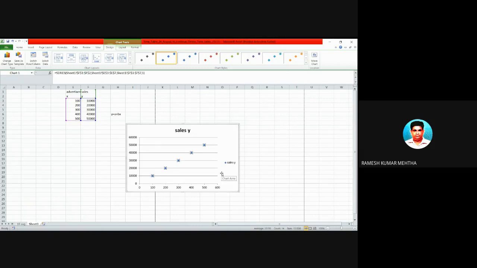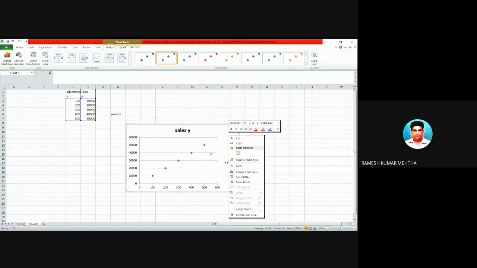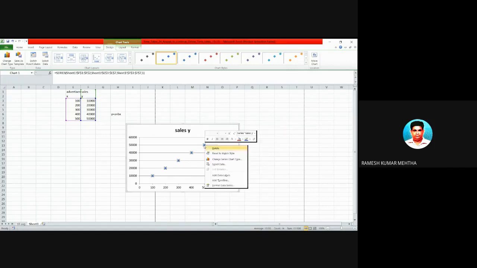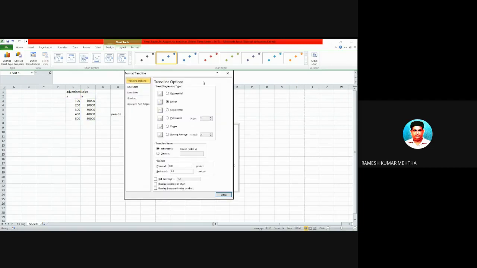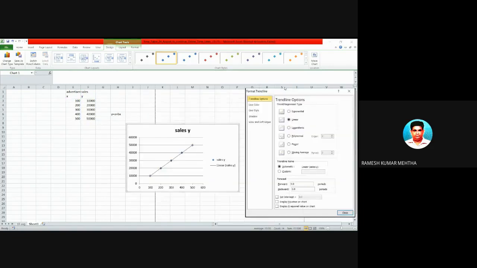Now, if you look, it is going upward. So I am going to draw a regression line. I am going to add a trend line. Please look carefully. So I have added a trend line. Now I want to find out the equation y is equal to a plus bx.